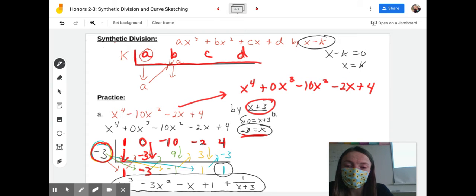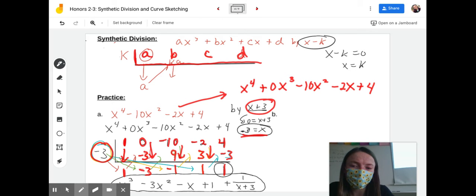Negative 3 times negative 3 is positive 9. Negative 10 plus 9 is negative 1. Algorithm again. Negative 3 times negative 1 is positive 3. Add them and you get positive 1. Negative 3 times 1 is negative 3. Add them and you get positive 1. So the answer here is going to be x cubed.